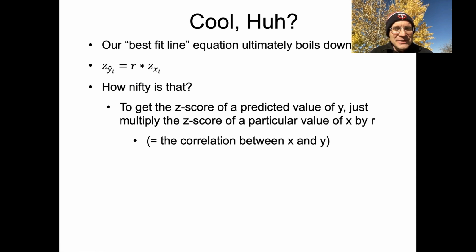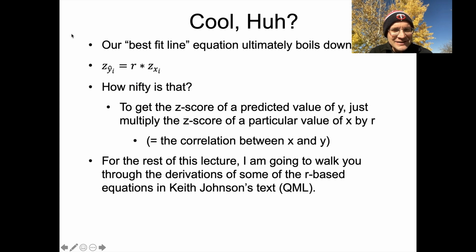And again, what this means is that if you want to get the z-score, if you want to be able to predict the z-score of y, you just multiply the z-score of a particular value of x by r. And r, again, is the correlation between x and y. So that's, I think, as simple as r gets, and is, like I said, maybe the payoff of why we're doing this sort of thing.